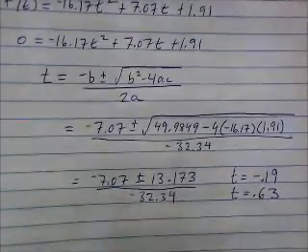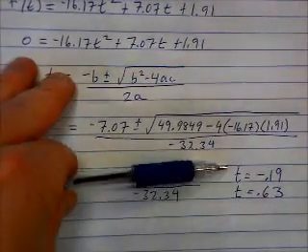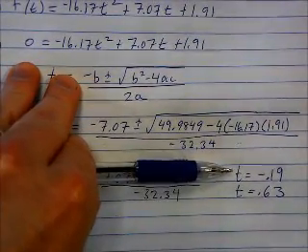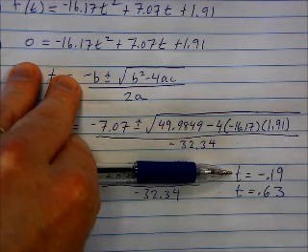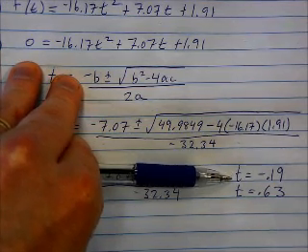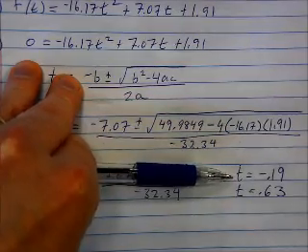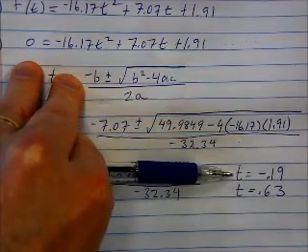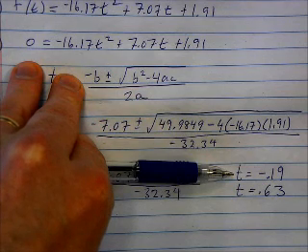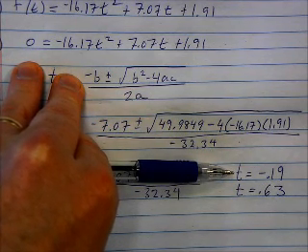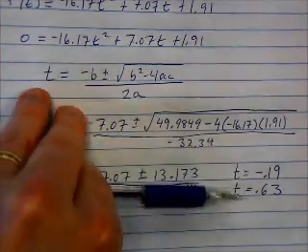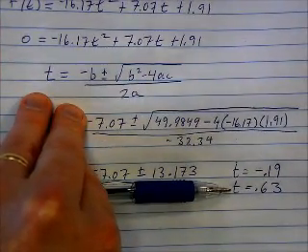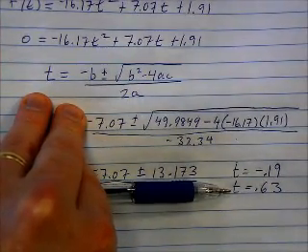So let me ask you the first question. Can t be negative 0.19? No, t is time, right? We threw the ball at time 0. That's when we threw the ball. So can t be negative? No, so that number doesn't make any sense at all. That number right there is model breakdown. What does that number mean about the ball?